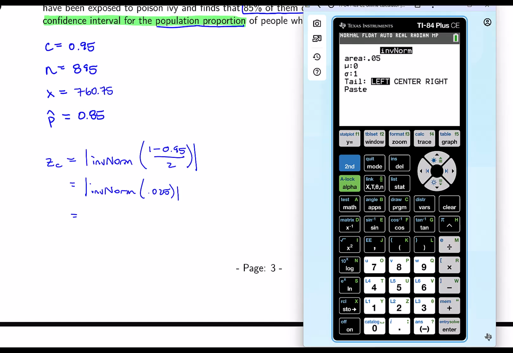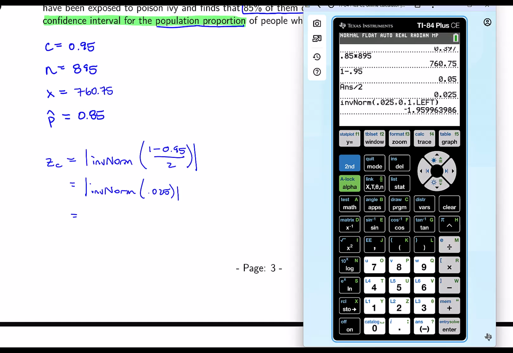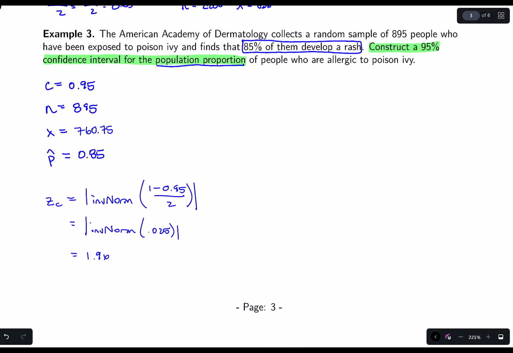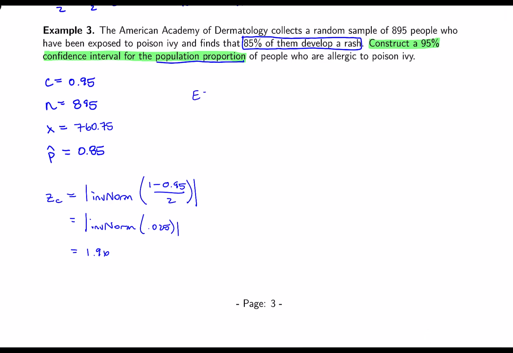Okay, inverse norm 0.025, and that's going to be negative 1.96, which becomes positive when we take the absolute value. Okay, so then our margin of error is the next step. We would take the 1.96 and multiply it by p hat, which is 0.85, that was given, times q hat, which would be 0.15, because that's the complement of p, divided by our sample size of 895.